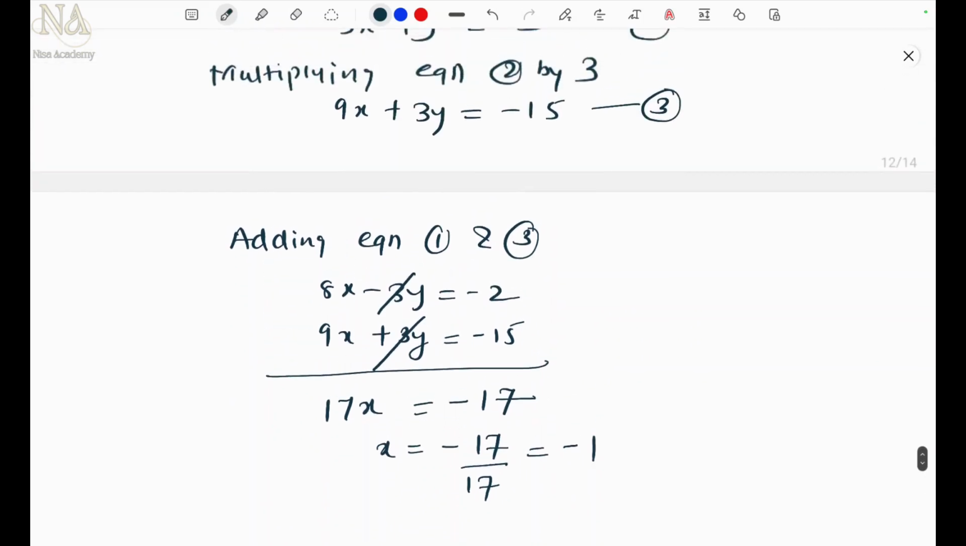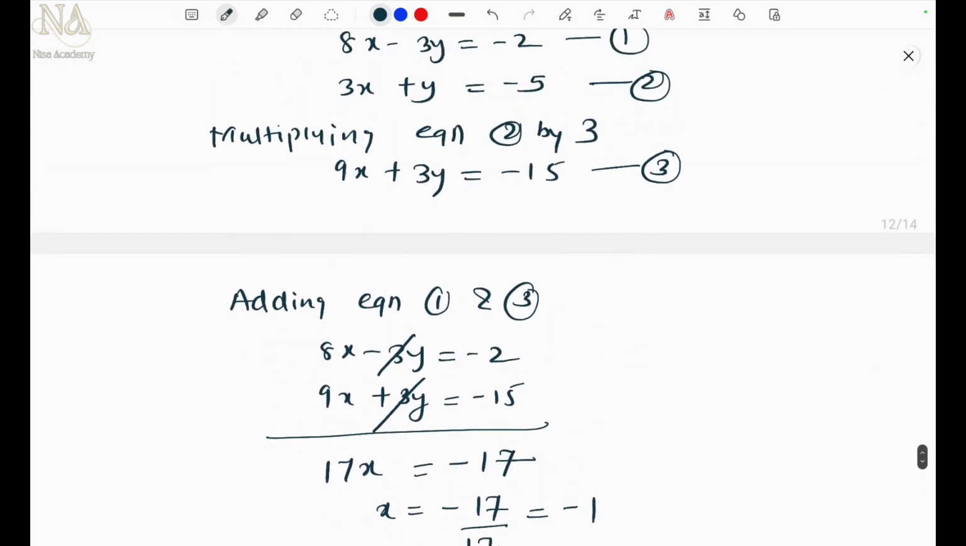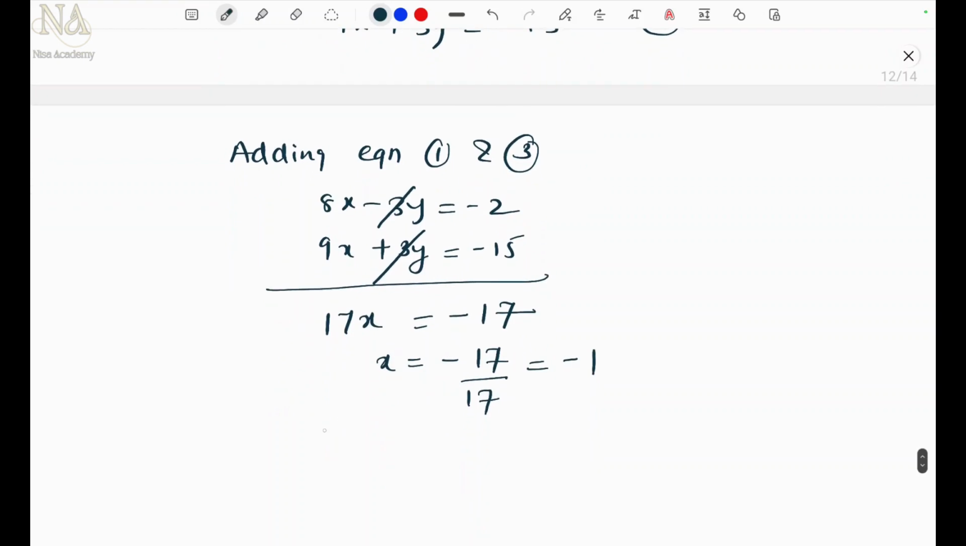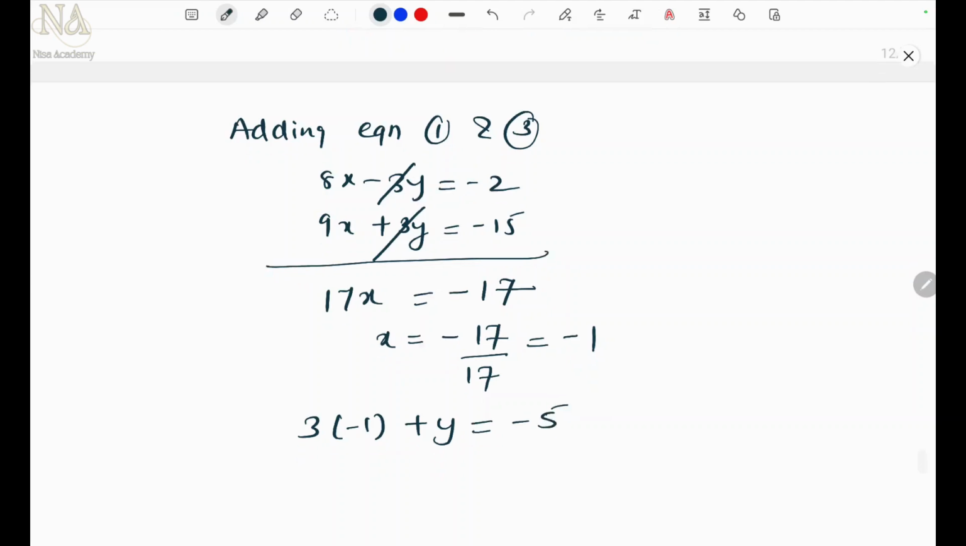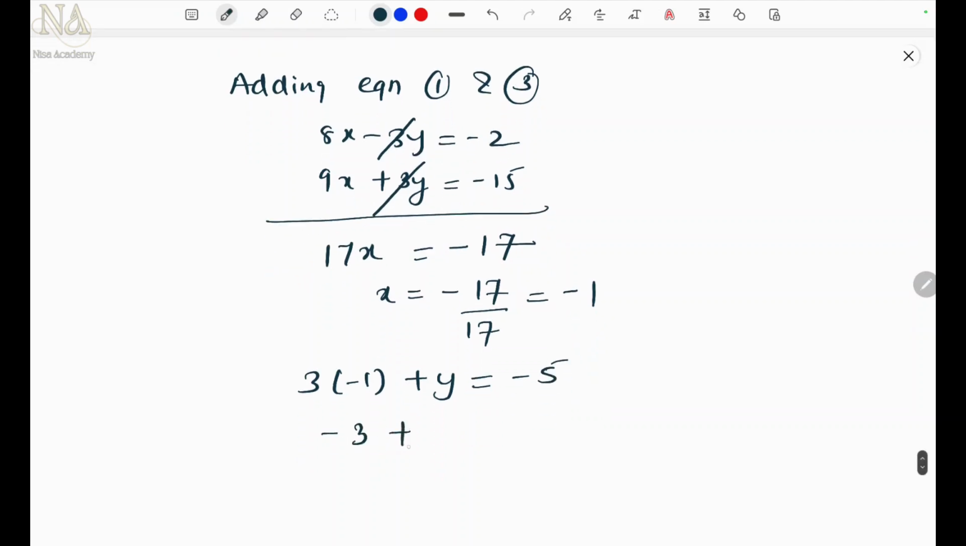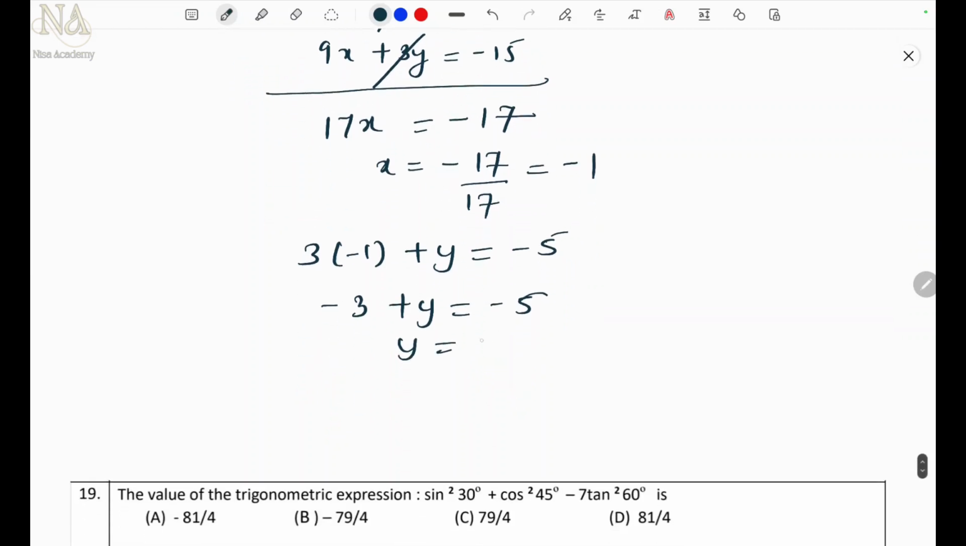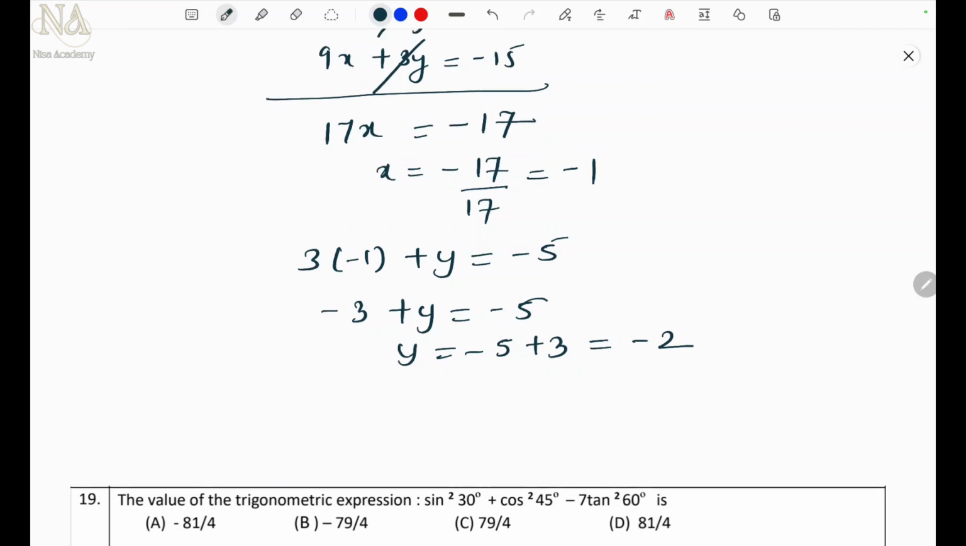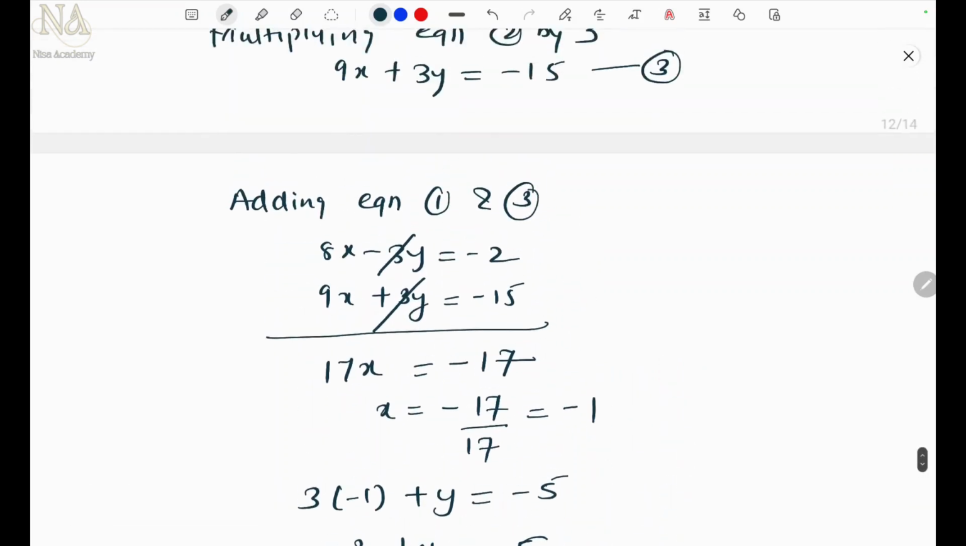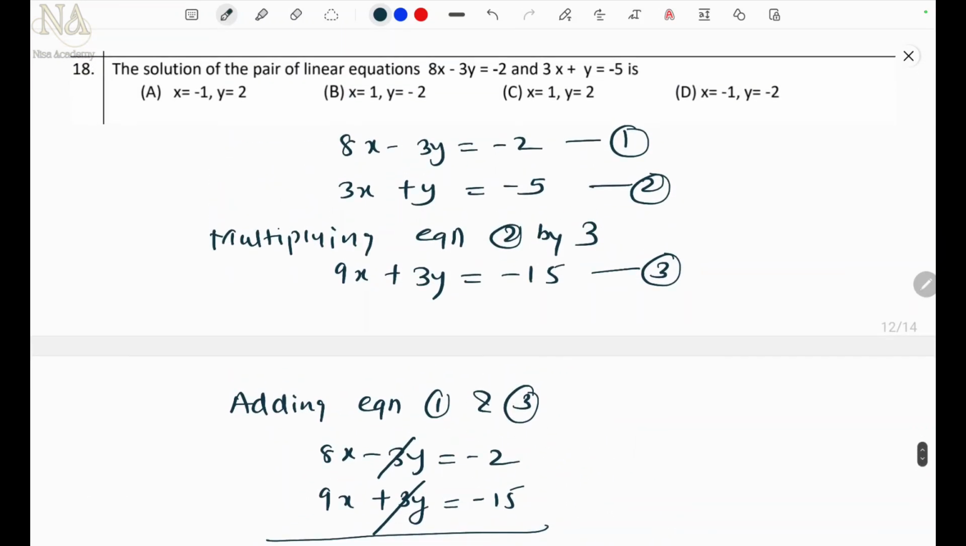I will substitute in any of the equations. I will put it in equation number 2, which is 3x, means 3 into minus 1, plus y equal to minus 5. So minus 3 plus y equal to minus 5. So y is equal to minus 5 plus 3, which is equal to minus 2. So x equal to minus 1, y equal to minus 2. So the correct option from A and D will be option D.